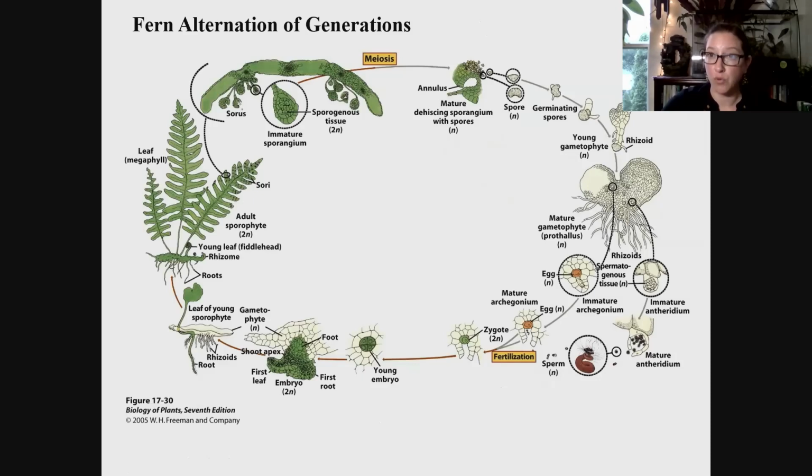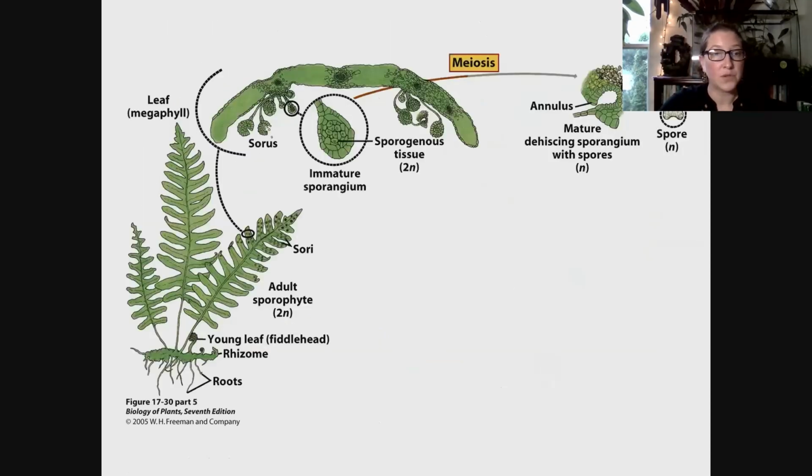Today, we're going to go through the fern. It's a little bit more complex than what we saw that first class, but it's the same players. So here on the left, fern sporophyte plant. Adult sporophyte plant, 2N, fern. Same players as before: horizontal stem is a rhizome, with adventitious roots coming off the stem. And then we have our leaves.